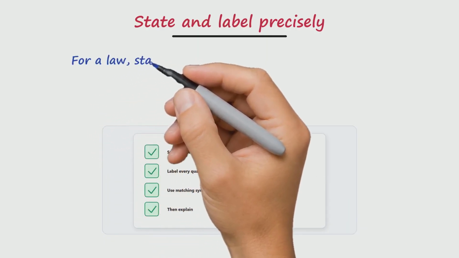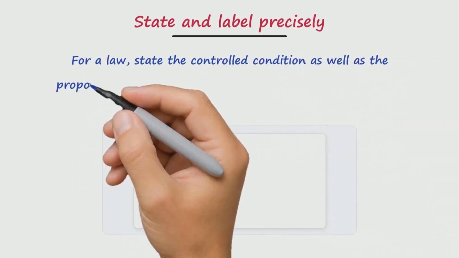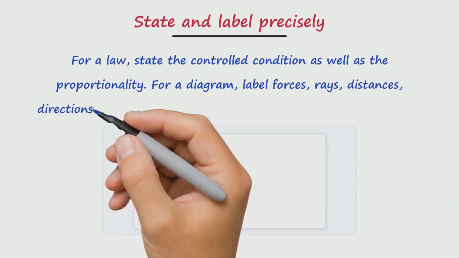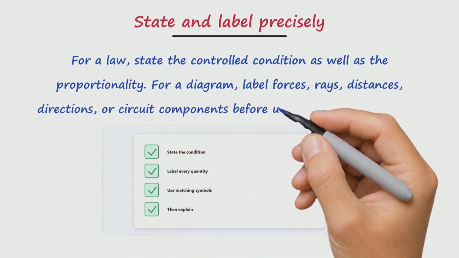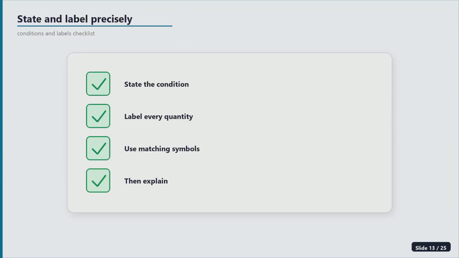For a law, state the controlled condition as well as the proportionality. For a diagram, label forces, rays, distances, directions, or circuit components before using it in an explanation. Treat each checklist item as a gate. Skipping labels or units is how marks disappear even when the idea was right.